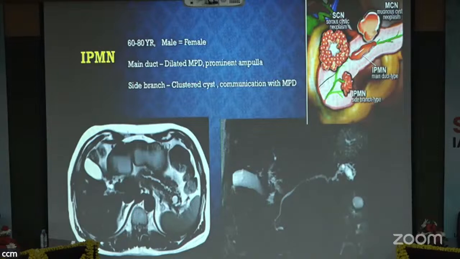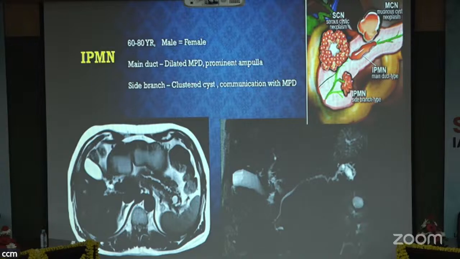Now coming to the intraductal papillary mucinous neoplasm, these tumors can be of main duct type or the side branch type. In the main duct type, usually finding the tumor is very difficult on imaging. Usually, what we see is the dilated MPD, and sometimes ampulla may be prominent on imaging, but on endoscope, people can see mucin pouring out of the papilla, and that's how the diagnosis of main duct IPMN is made.